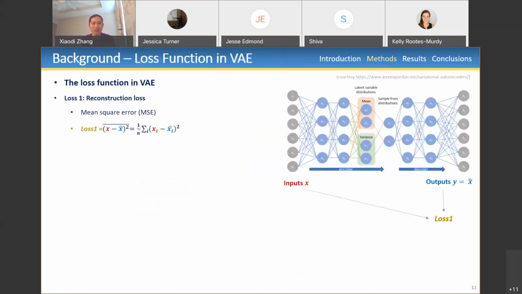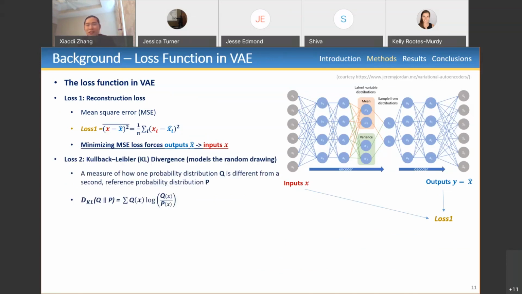So the loss function in the variational autoencoder has two parts. The first part is the reconstruction loss, which can be, I guess, mean square error. By minimizing this loss function, you are essentially making the output identical to the input. This loss function is the same as the one you will see in a plain autoencoder.